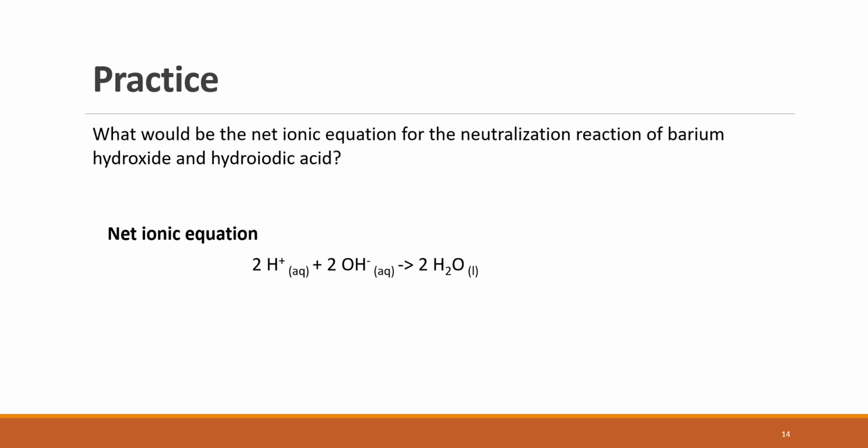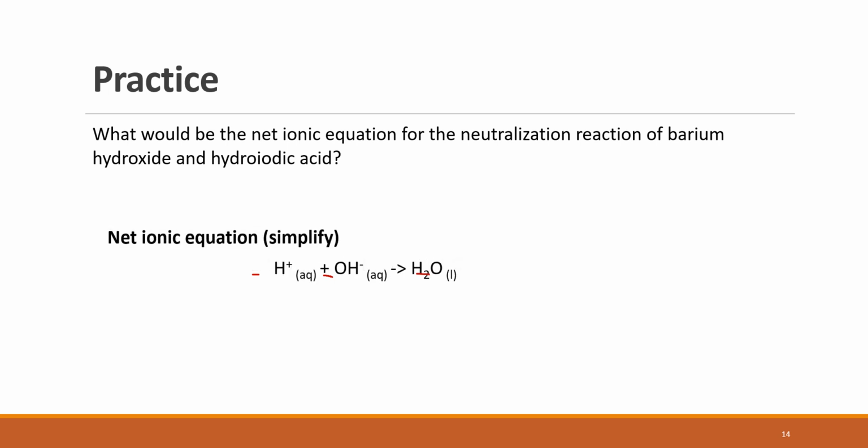So our net ionic equation, once we balance it, becomes 2 H plus plus 2 OH minus to form 2 waters. Now notice, since there is a 2 coefficient in front of every single reactant and every single product, that can be simplified down to a coefficient of 1 in front of each. So it would just be H plus aqueous plus OH minus aqueous to form liquid water.